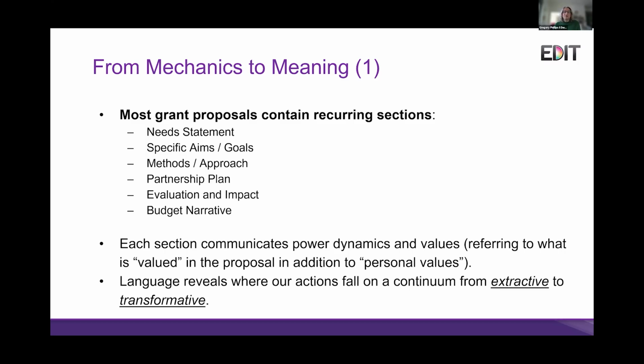So this refers to more than just our personal values. This can also be what our academic values are, our cultural values are. And I'm sure as many of you have read through various proposals, you can see how this can or cannot come out. What I really want to stress is how the language you use in proposals can really demonstrate where our actions and values fall in the continuum from extractive to transformative. And as I mentioned at the beginning, we'll keep coming back to this community engagement spectrum, and we'll talk about how to move your partnership further to transformative and away from extractive.